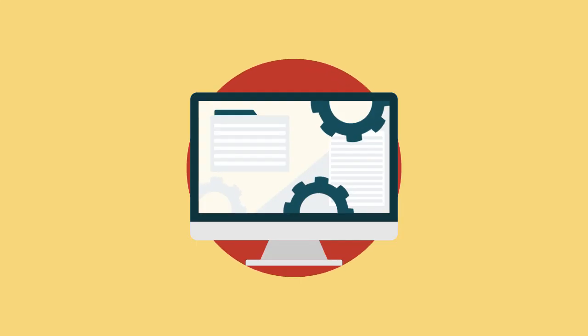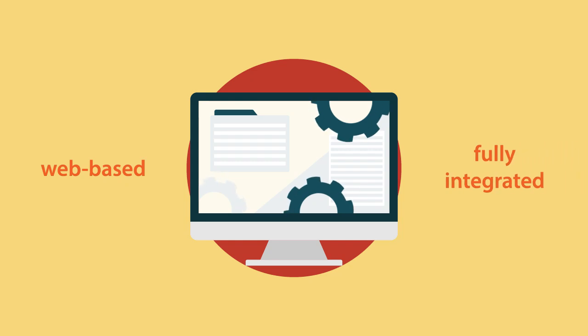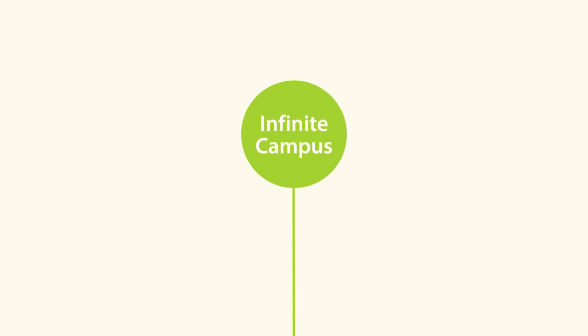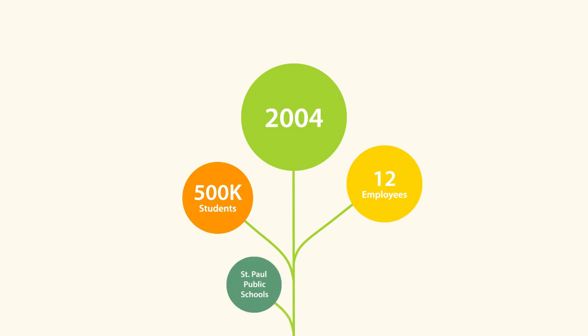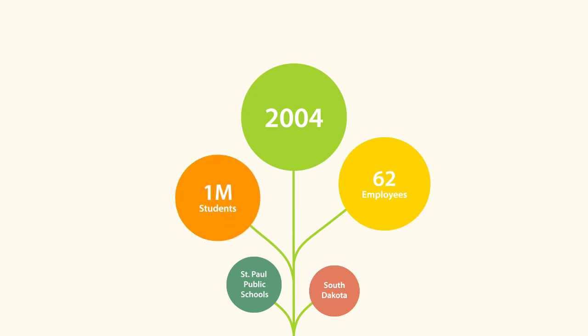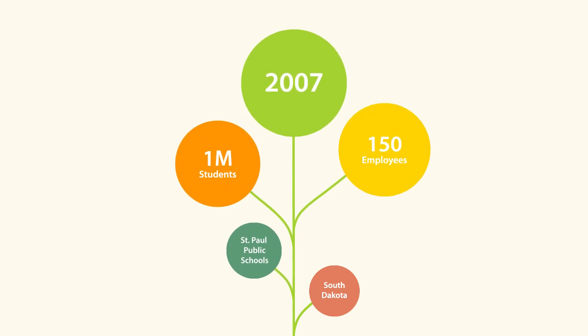Once customers realized what a truly web-based, fully integrated SIS meant for their districts, Infinite Campus the company started to grow. By 2004, 12 employees were serving more than 500,000 students from a rented office space in Arden Hills. When St. Paul Public Schools signed on, and the state of South Dakota chose Infinite Campus for its statewide solution, the company had grown to 62 employees and 1 million students. By 2007, there were 150 employees managing 2.5 million students across 41 states.